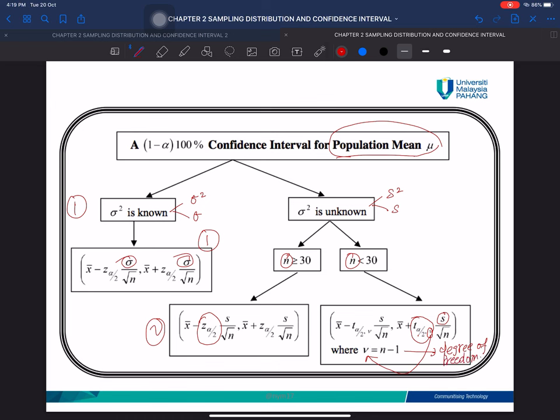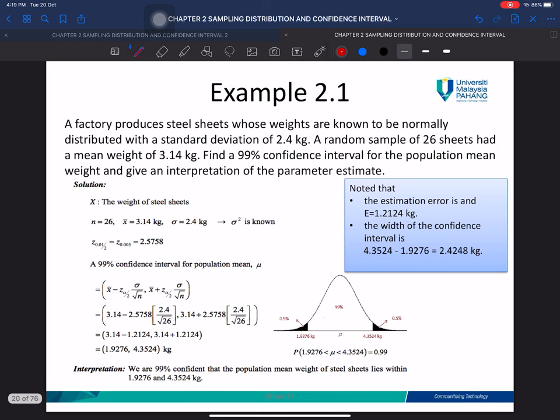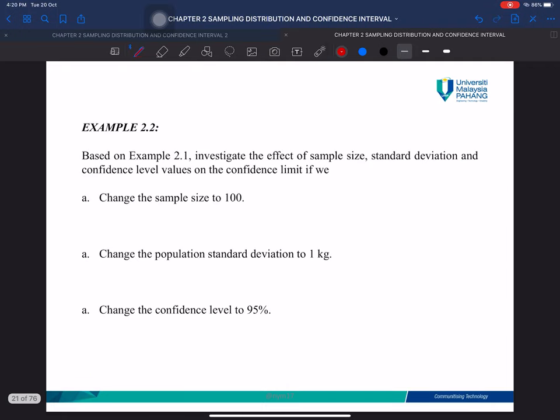So how do we use this formula? We will discuss in detail when we go to the exercise after this. We do have the example here. You can always read this example. After we discuss the exercise, I believe that you can go back to this example and try on your own, based on what we discussed for the exercise. So you can answer this question, example 2.2, based on example 2.1.